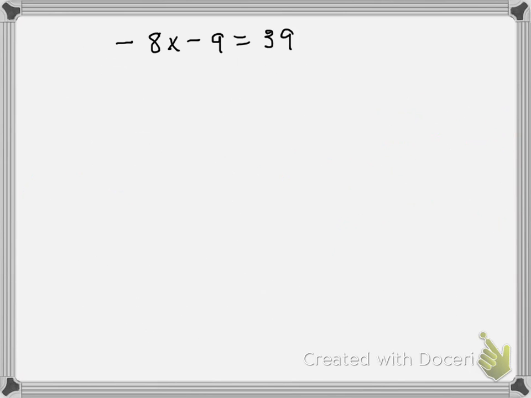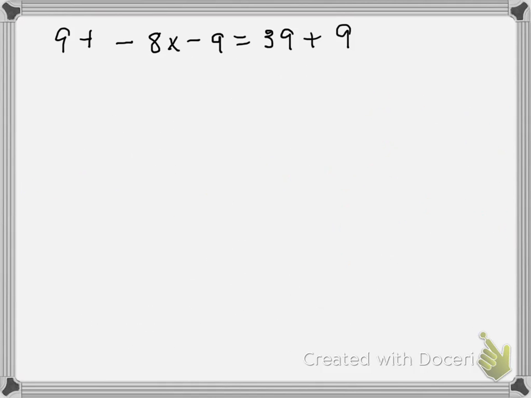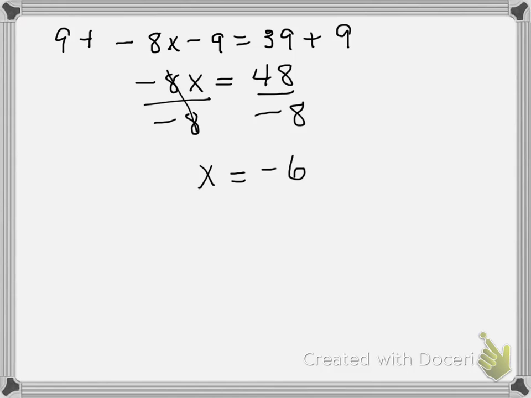Continuing our problem, we will now add 9 to both sides. So we'll have plus 9 and plus 9. So on the left, we only have a negative 8x, and on the right we have 48. We will now divide both sides by negative 8, and we find that x equals negative 6.